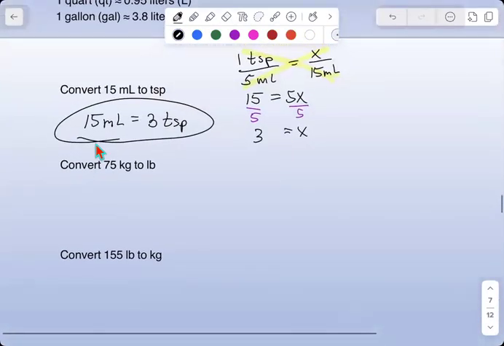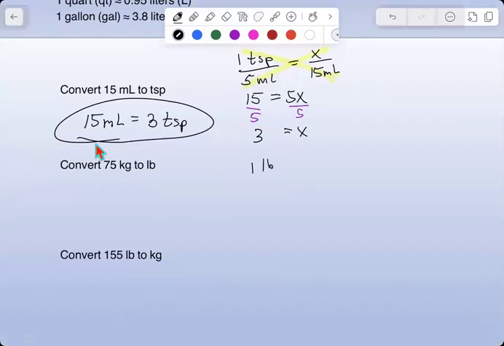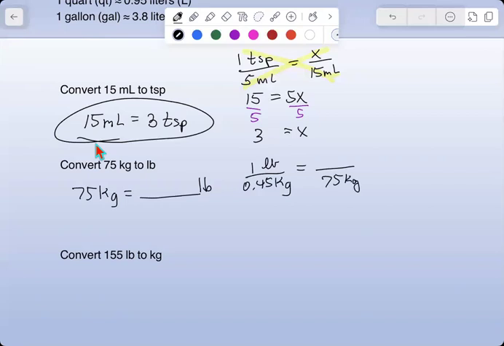Let me write that down. 1 pound is approximately 0.45 kilograms. And why does my LB never look like that? Well, let's do it like this. That's a little better. Anyway, so what are we trying to convert? Well, we need 75 kilograms is how many pounds? And so the kilograms goes on the bottom. The pounds goes on the top. We don't know that, so we're going to put an X there.